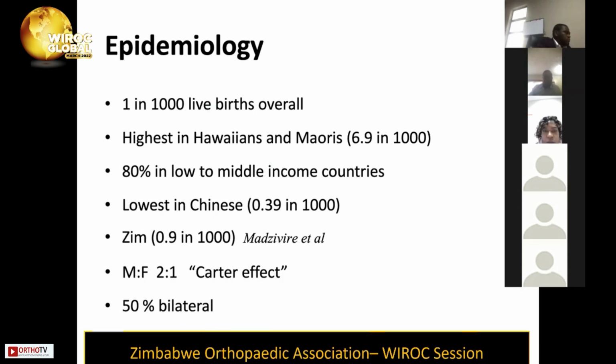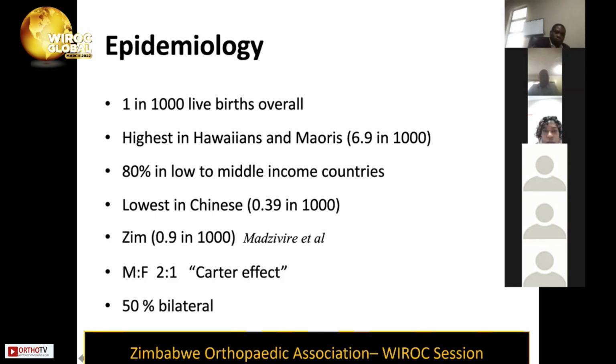The lowest incidence, however, is found in the Chinese. And in Zimbabwe, the incidence, according to Madzivirira et al., who conducted a retrospective study at a major referral center, was found to be 0.9 in 1,000. And in terms of male to female ratio, males are affected twice as much as females.